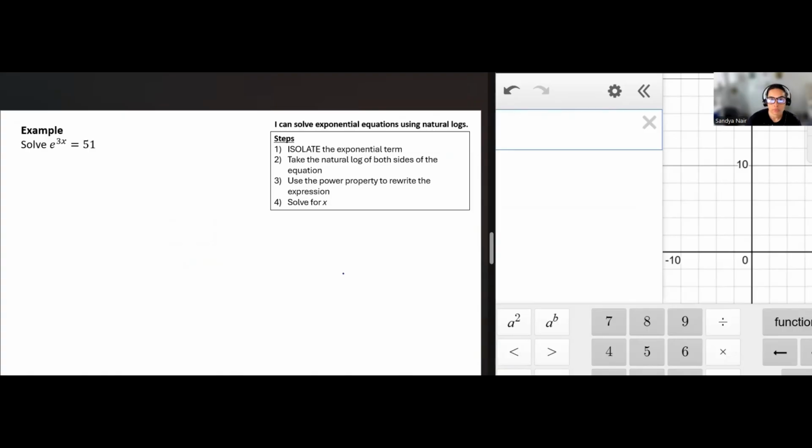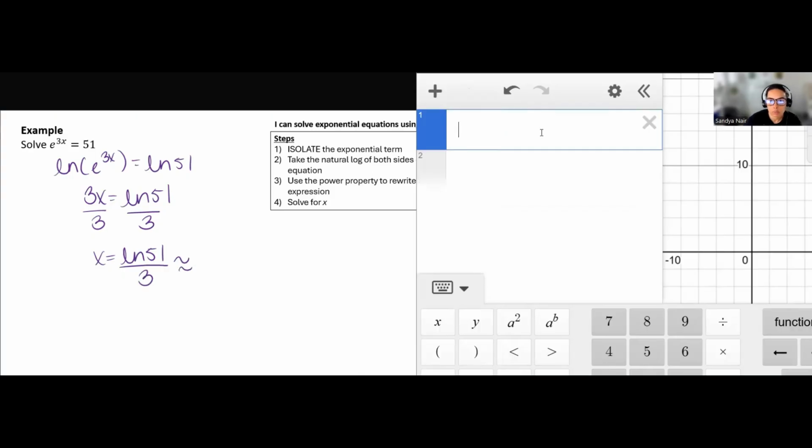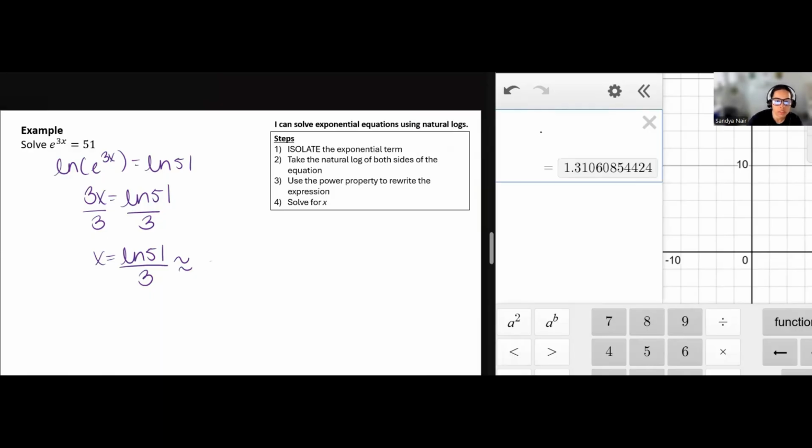We have e to the 3x equals 51. So the exponential term is isolated, so I can go ahead and take the natural log of both sides. So I have natural log of e to the 3x equals the natural log of 51. So on the left side, that's just going to simplify to 3x. And so I have 3x equals the natural log of 51. And then I'm going to go ahead and divide both sides by 3. When I divide both sides by 3, we have x equals the natural log of 51 over 3. I'm going to go ahead now and use Desmos to approximate this. So I have natural log of 51 divided by 3, and that's going to be approximately 1.3106.